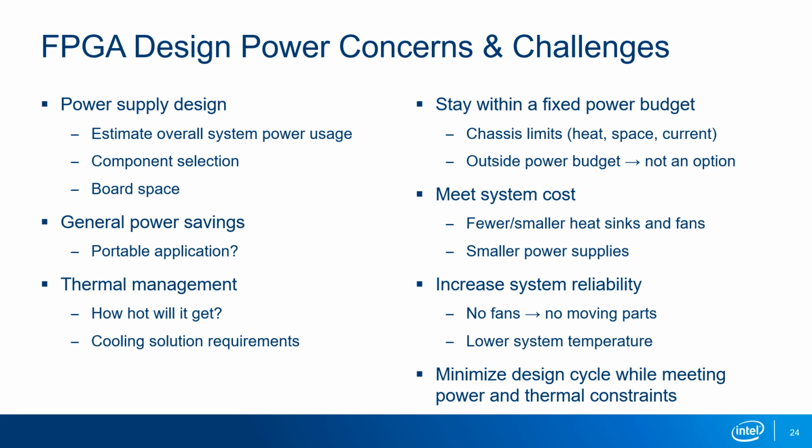With power supplies chosen, the design must stay within a fixed power budget. So going outside of this budget is really not an option since it could require redesigning the power supplies and the cooling solution. And at the same time, the system must meet a cost budget. Bigger power supplies and cooling hardware add to this cost. So if the power usage can be reduced, the overall system cost can be reduced as well.